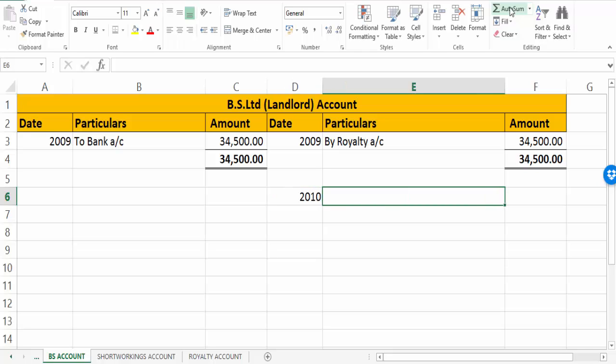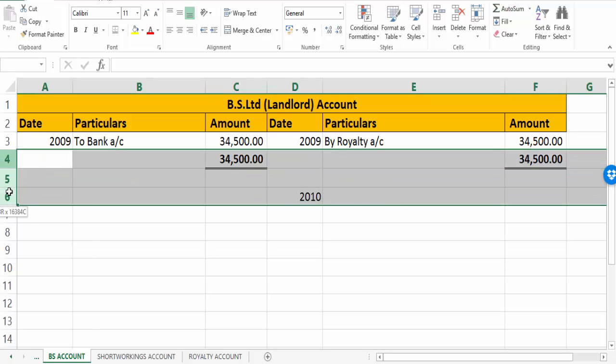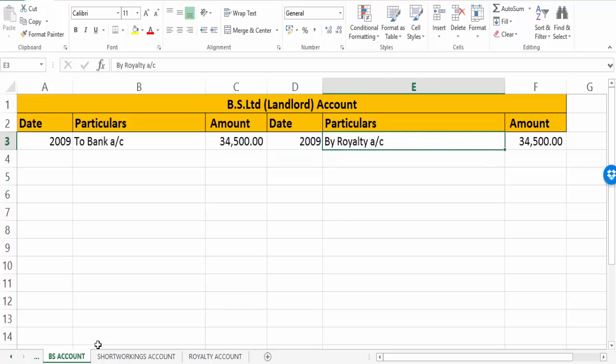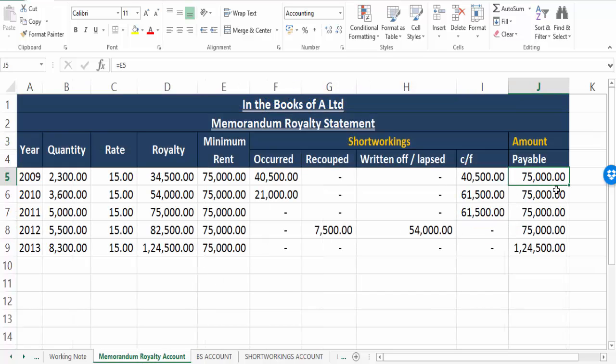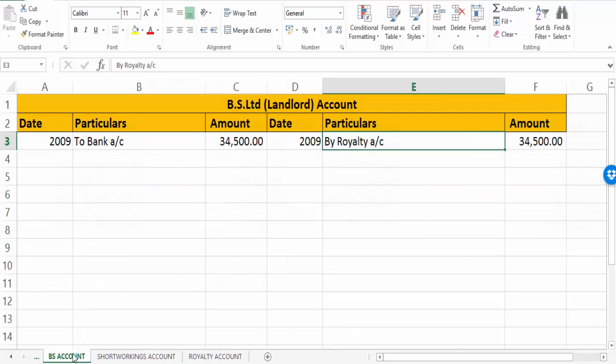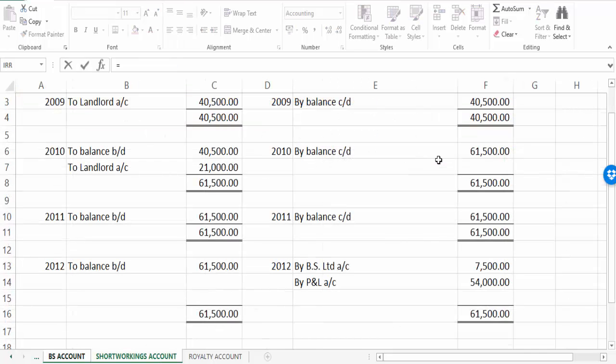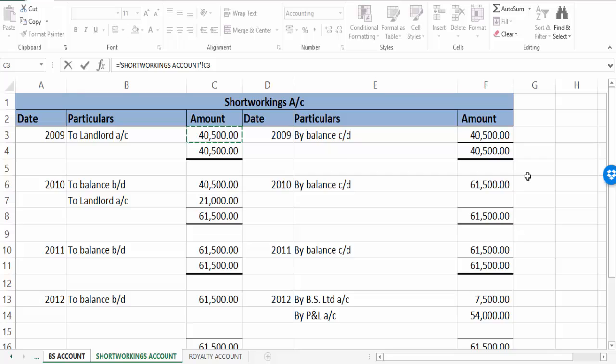Moving on to 2010. But let us not rush. We have missed out one item. In 2009, royalty payment is not 34,500. What was the actual royalty payable? 75,000. It means there was a short working of 40,500 which we missed out. It means here royalty account is debited and landlord is created. Landlord is also created for one more item. What was that? By short workings. By short workings account. And for that we have to go to short workings account. Pick up to landlord 40,500.